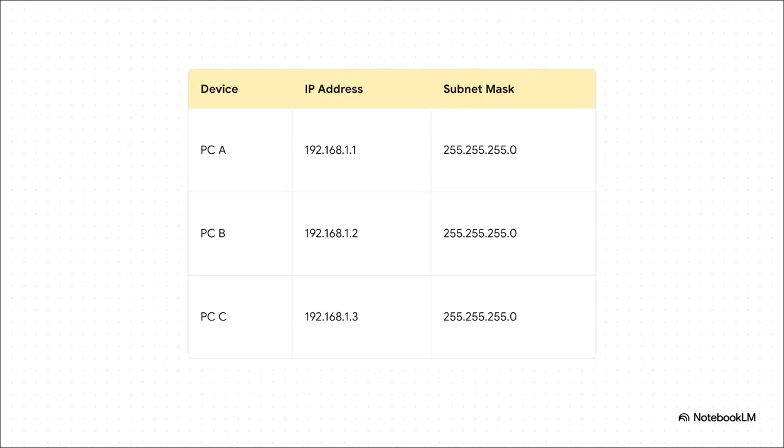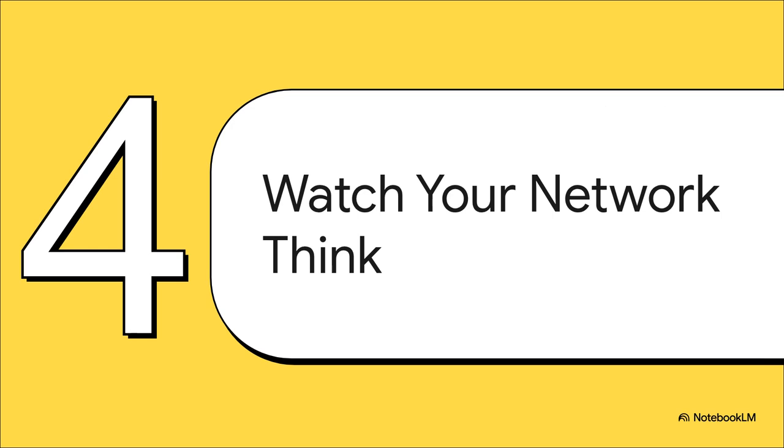For these devices to actually find each other, they each need a unique address, kind of like a street address for a house. You just double-click each PC, pop open its settings, and give it an IP address, something like 192.168.1.1 for the first one, .2 for the second, .3 for the third. You get it. Packet Tracer is smart enough to even fill in the subnet mask for you. It's that easy. Okay, our network is built. The devices are connected. The addresses are all set.